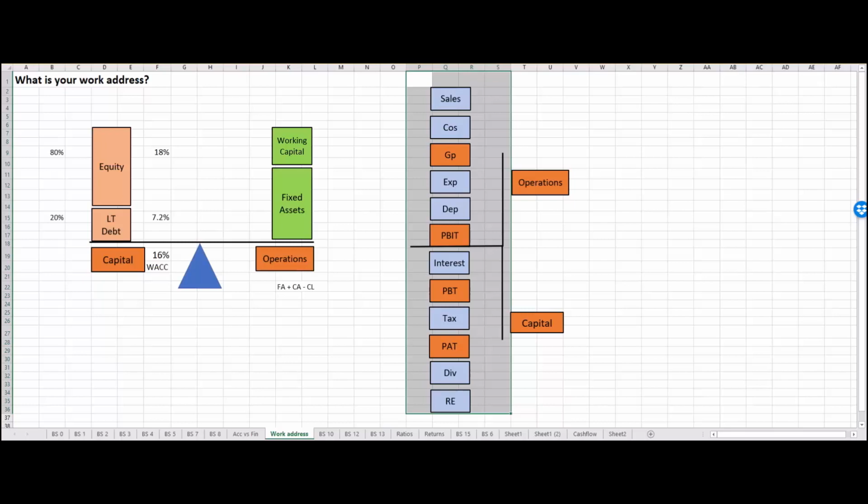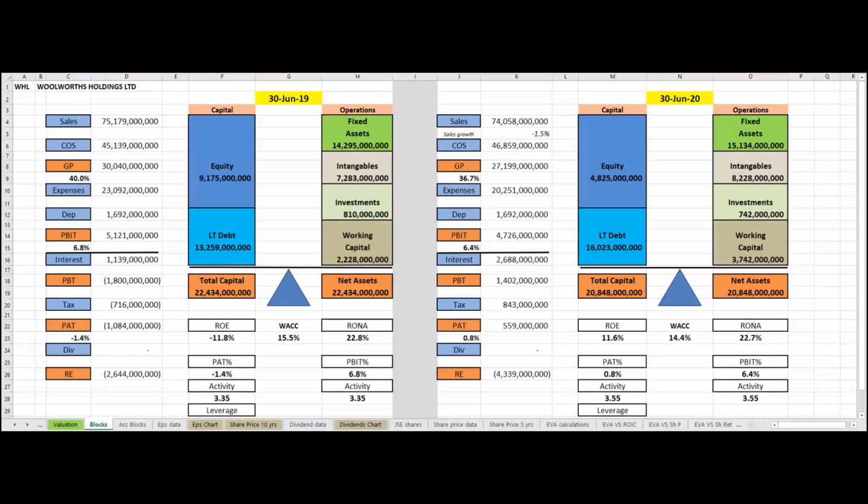So well done, you now have established your new work address. Perhaps it's your existing one. Let's talk about how knowing and understanding your work address can help us analyze the performance of Woolworths. So here we have, in our very busy diagram on my spreadsheet, two years of financial results. On the left hand side we have the year end 2019 and on the right hand side the year end 2020, the most up-to-date data for Woolworths.